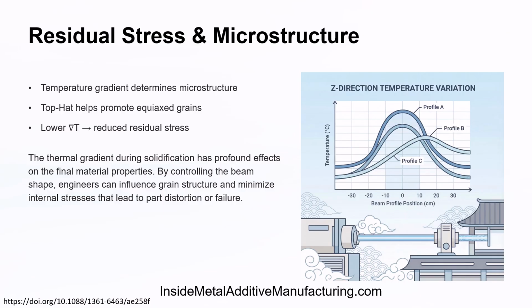Thermal gradients dictate cooling rates and solidification behavior, which in turn affect grain morphology and stress accumulation. Gaussian beams promote steep gradients that favor columnar growth and higher residual stress. More uniform profiles, such as top hat beams, flatten thermal gradients and create conditions more conducive to equiaxed microstructures and reduced stress. This demonstrates that beam shaping provides a non-compositional route to microstructure control, complementing alloy design and post-processing strategies.